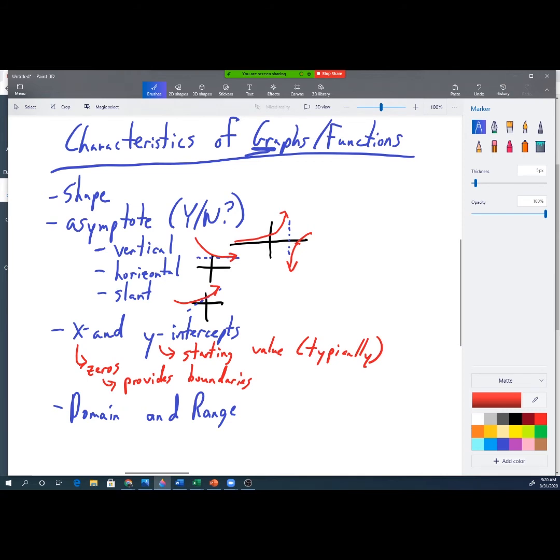I have to go way up here because my camera's way up here. Domain is the possible x's. Range is the possible y's.